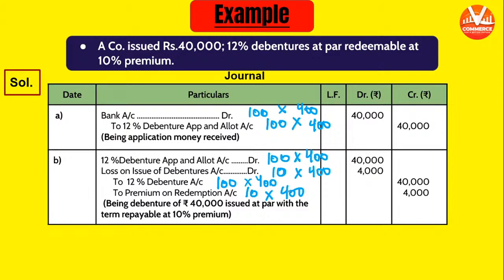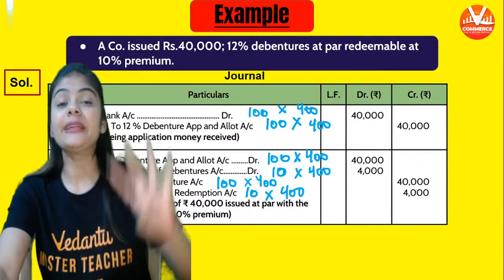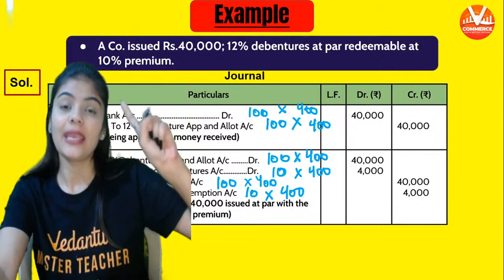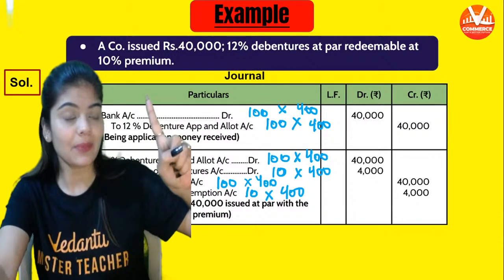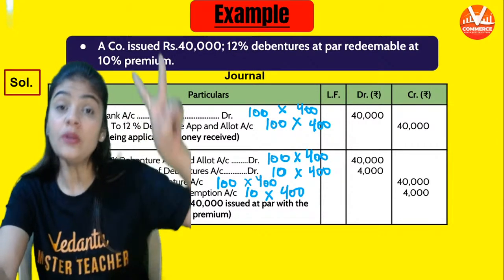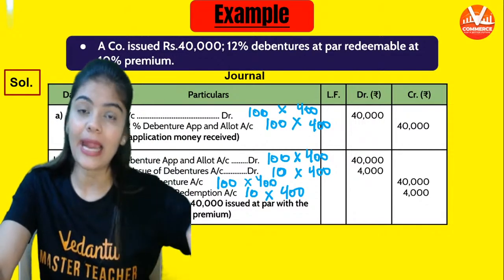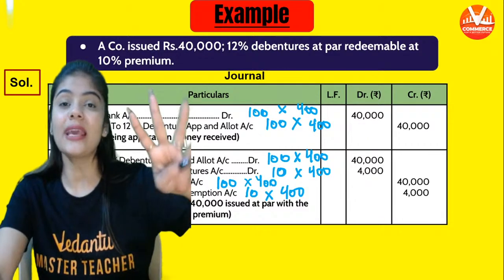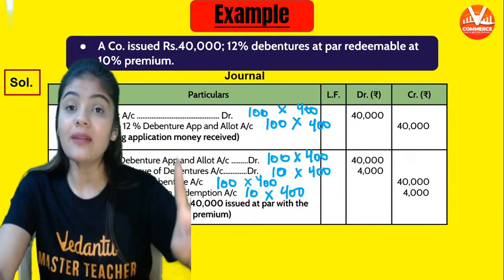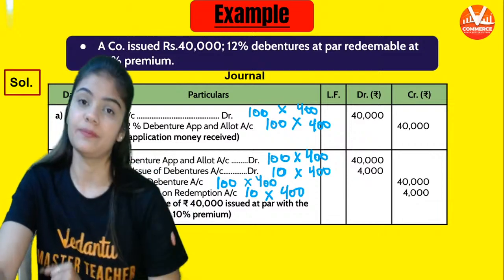Clear? Super duper. Okay, Komal. So with this, we have completed 4 cases. Issued at par, redeemable at par. Issued at discount, redeemable at par. Issued at premium, redeemable at par. And this 4th case, issued at par, redeemable at premium.